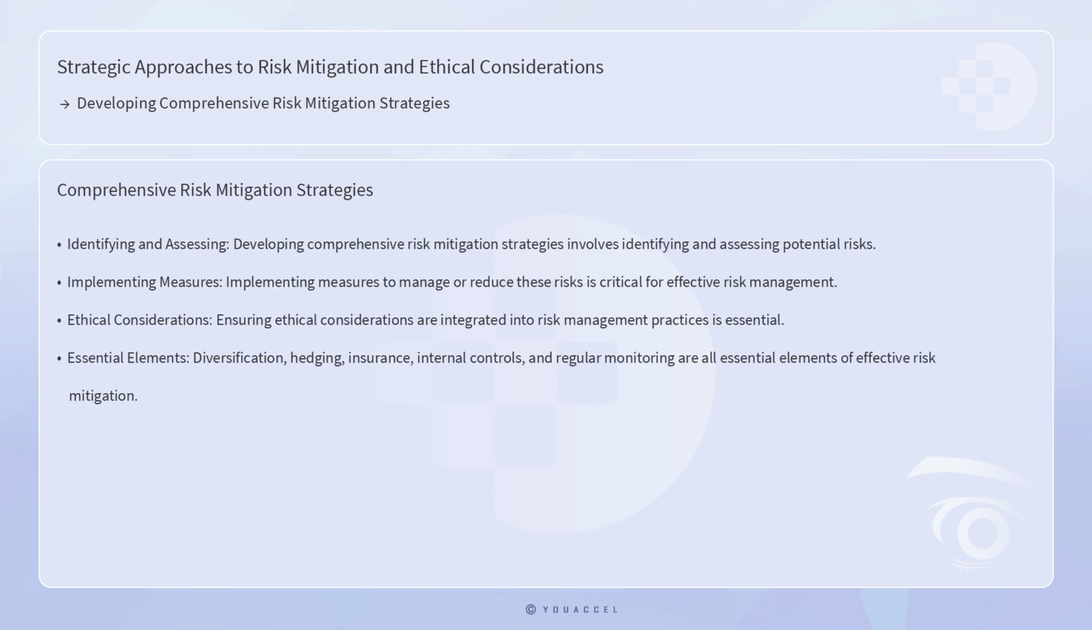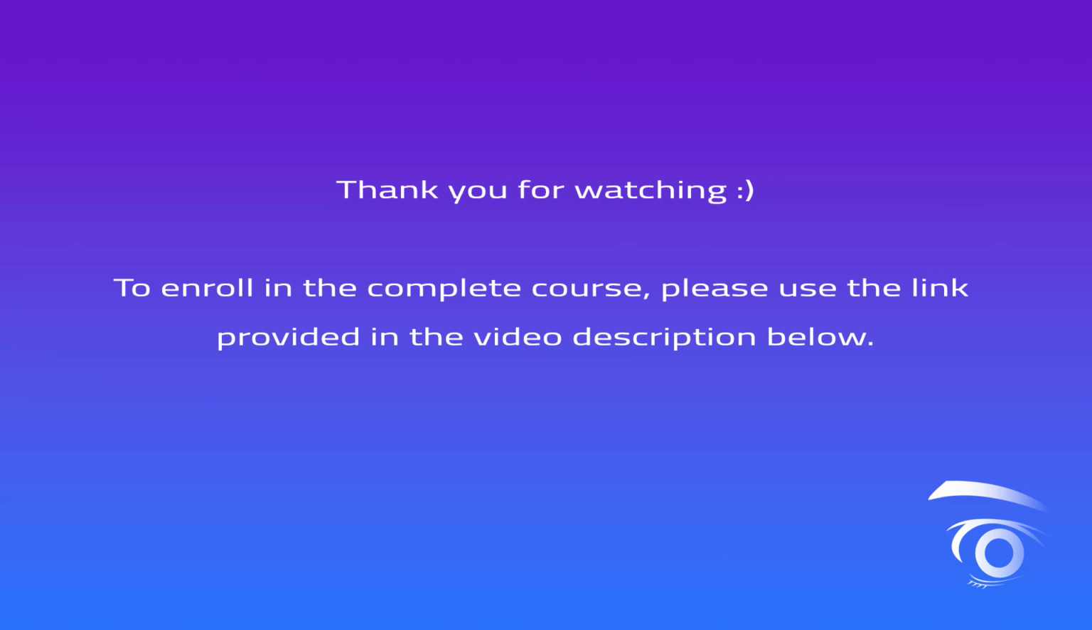In conclusion, developing comprehensive risk mitigation strategies is a critical component of strategic financial risk management. This involves identifying and assessing potential risks, implementing measures to manage or reduce these risks, and ensuring ethical considerations are integrated into risk management practices. Diversification, hedging, insurance, internal controls, and regular monitoring are all essential elements of effective risk mitigation. By adopting a proactive and ethical approach to risk management, organizations can enhance their financial stability and resilience, ultimately contributing to their long-term success. This concludes the lesson.